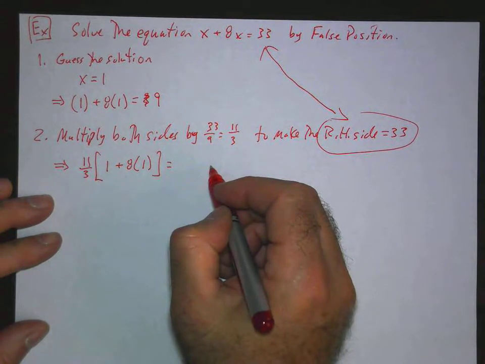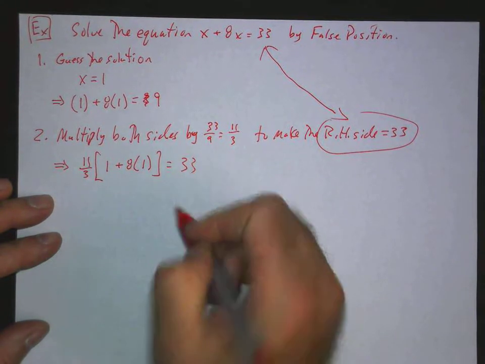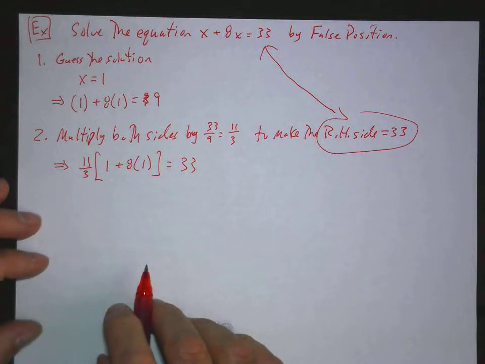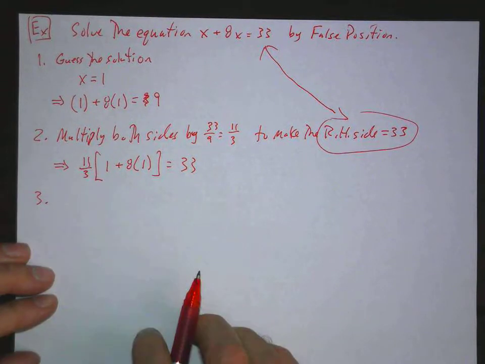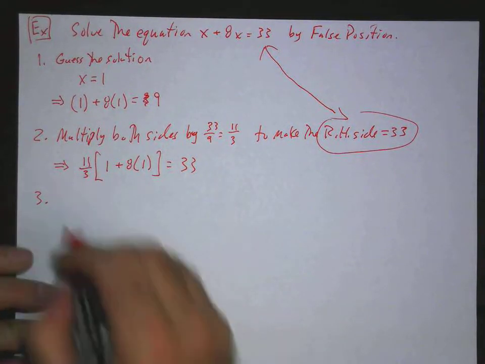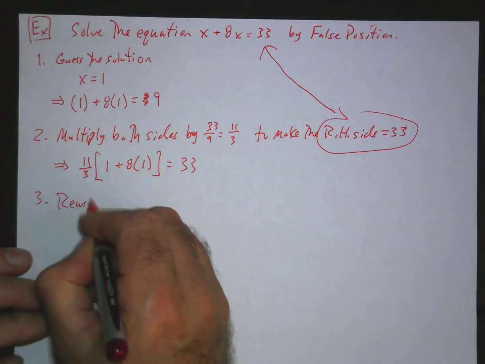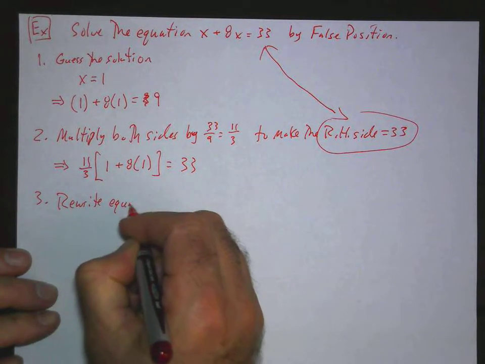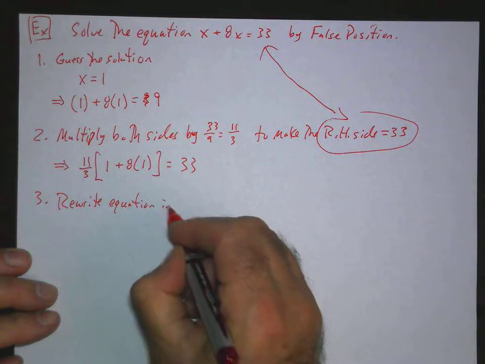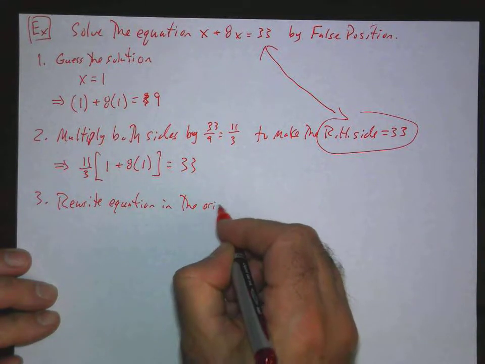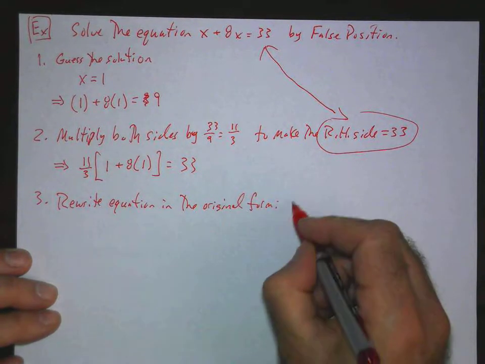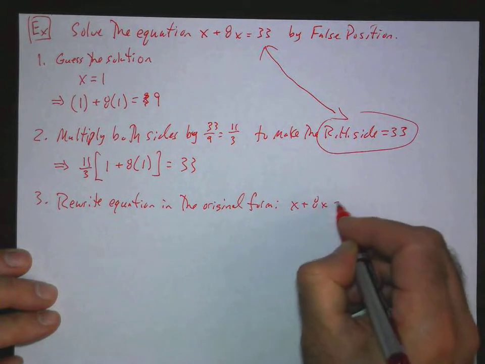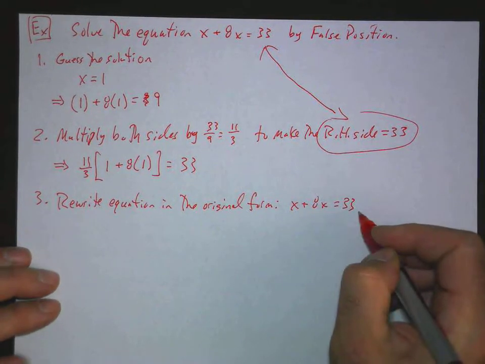And 11/3 times 9 is 99 over 3, which is 33. Perfect. Okay, so the right-hand side is 33, just what we wanted. And now the third step. Rewrite the equation in the original form. X plus 8x equals 33.